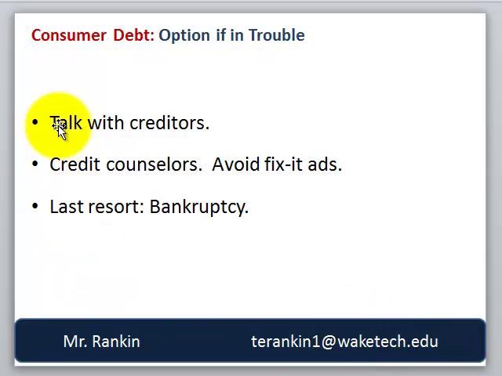Now, what if you do get into trouble? You have some options. First of all, talk to your creditors. Second of all, get some credit counseling, but avoid these fix-it ads, people that can fix bad credit. And the last resort is bankruptcy. So that's a quick overview of Chapter 7.